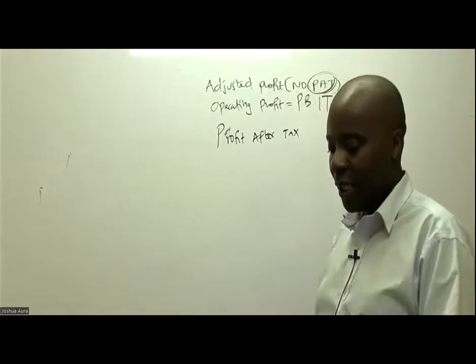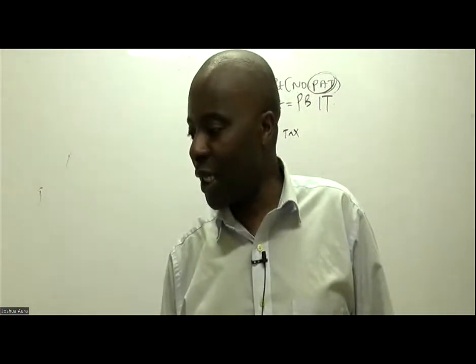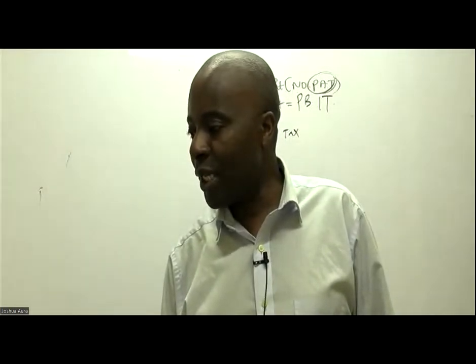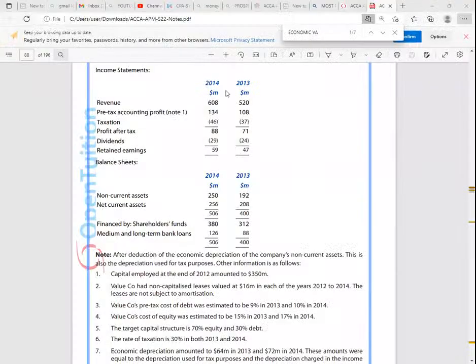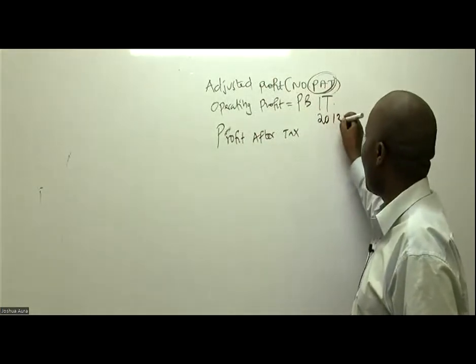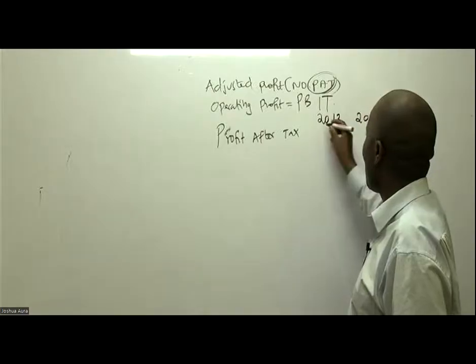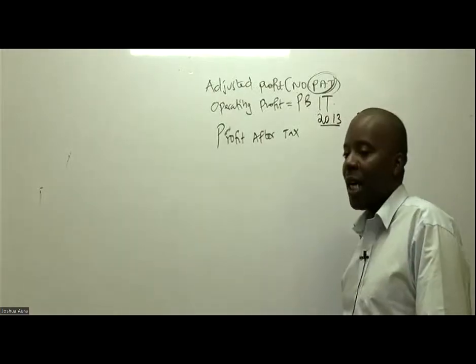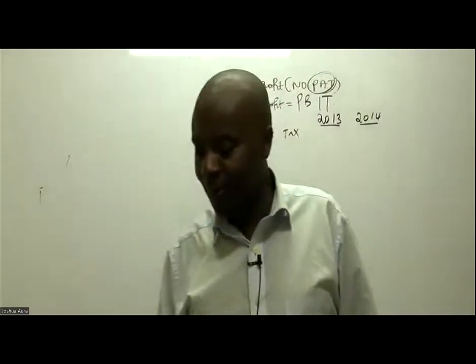Remember, we have got 2 years. Which years are these? We have 2013 and 2014. Write them in this way that you're used to. So 2013, 2014. So are you able to see the profit after tax in 2013?